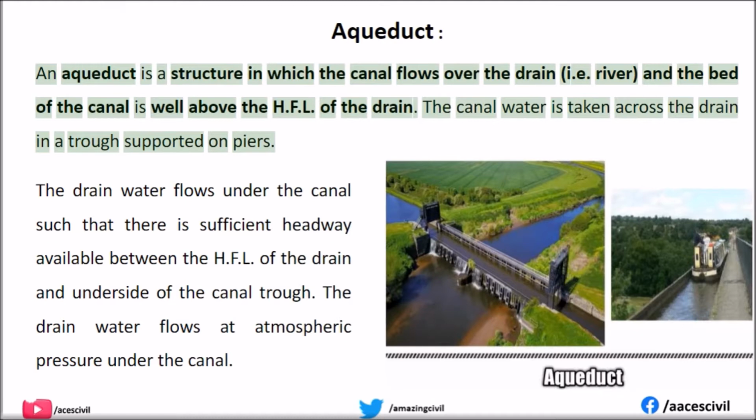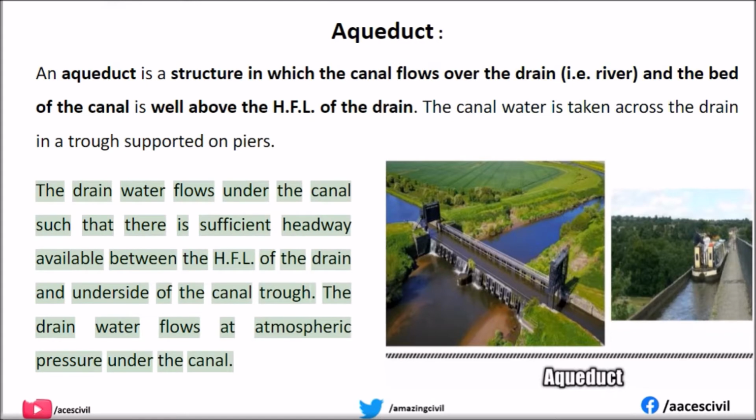Aqueduct. An aqueduct is a structure in which the canal flows over the drain, i.e. river, and the bed of the canal is well above the HFL of the drain. The canal water is taken across the drain in a trough supported on piers. The drain water flows under the canal such that there is sufficient headway available between the HFL of the drain and underside of the canal trough. The drain water flows at atmospheric pressure under the canal.